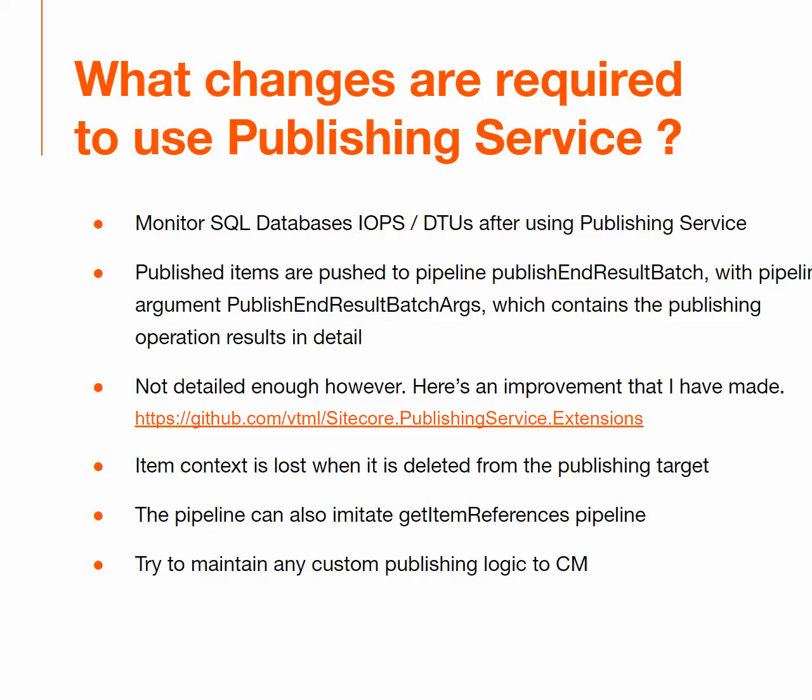So the changes that I make can also imitate the get item references pipeline. And then another tip is that if you try to do any custom publishing logic, please put all your logic in your CM code, in your CM, and not try to modify anything in publishing service at all, which is all .NET code, and it's just a whole bunch of voodoo magic in there. It's just because the code level detail is at such a low level, it's extremely difficult to work out what they are trying to do. So best to maintain your additional logic in CM.